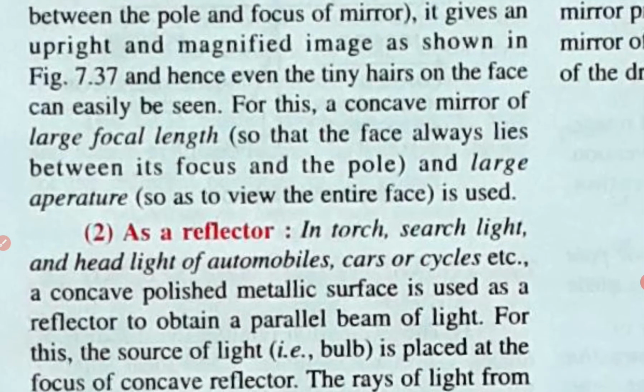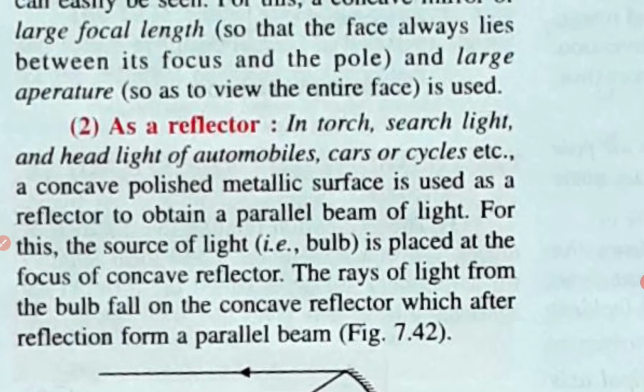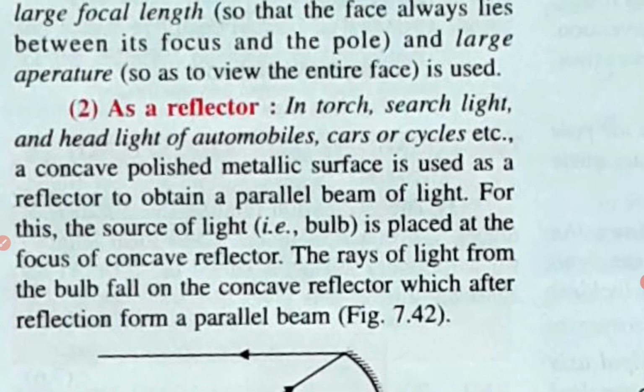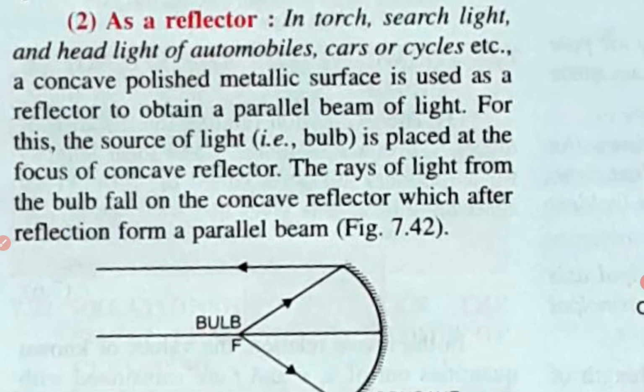It can be used as a reflector also in torch lights and the headlights of automobiles, cars, cycles, etc. A concave polished metallic surface is used which will act as a reflector and thus a concave mirror to obtain a parallel beam of light. For this, the source of light, that is the bulb, is placed at the focus of the concave reflector. The rays of light from the bulb fall on the concave reflector, after which reflection forms a parallel beam.